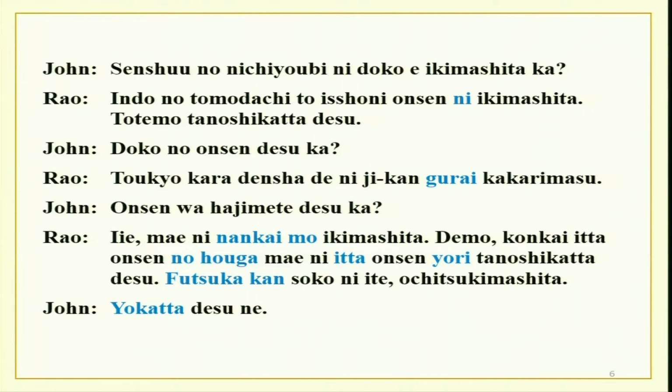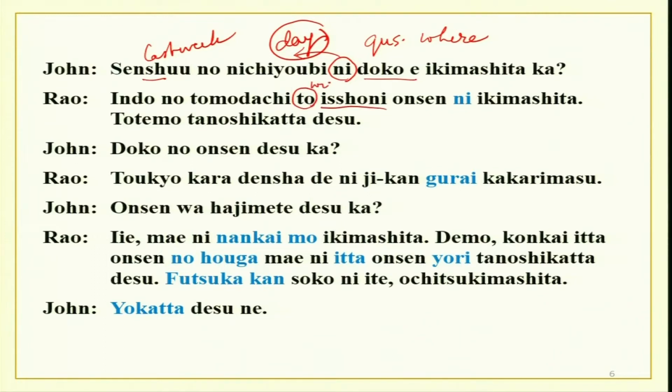This kaiwa is between John and Rao-san. So, senshu no nichiyobi ni doko e ikimashita ka? Doko, a question word for where. Senshu is last week. No nichiyobi ni doko e ikimashita ka? Nichiyobi ni, ni is for day. So, Rao says, indo no tomodachi to issho ni, together with. To issho ni, with. Onsen ni ikimashita.